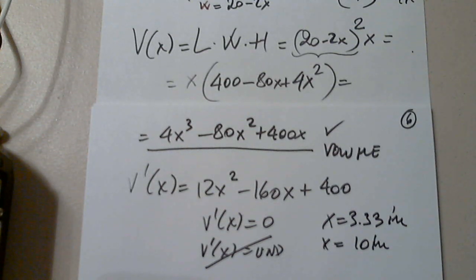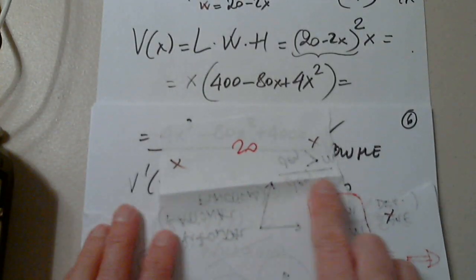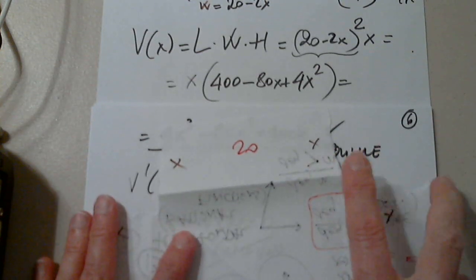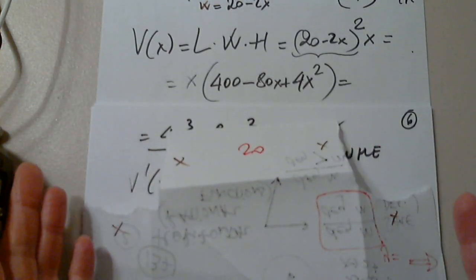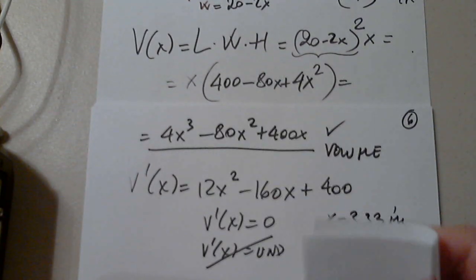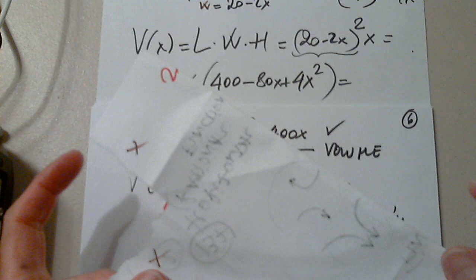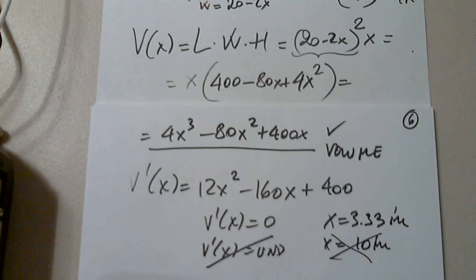Okay, so now let's think for a moment. I put my beautiful box in the bin again. So if this is 20, can x be 10? No, and I cannot make a box. If it's 20 and it's 10, this is not a box. If x is 10, this is no longer a box. So this is not possible. So I wouldn't even look at it.